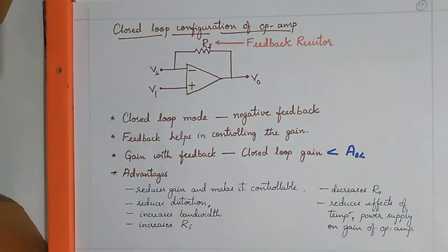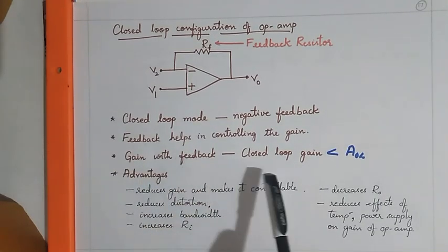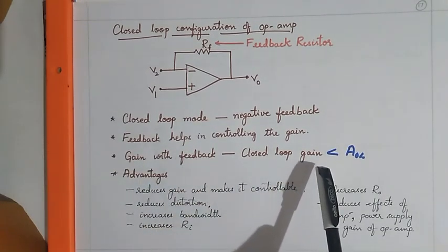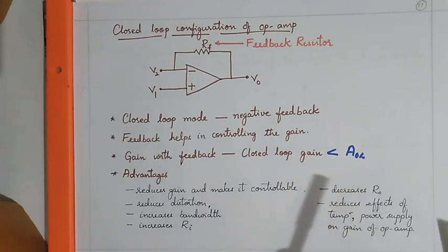The output is not taken to the saturation levels. Such a gain with feedback is said to be the closed loop gain, and it is always less than the open loop gain. Because of the reduced gain, the op-amp is not driven into saturation, and thus the circuit behaves in a linear manner.